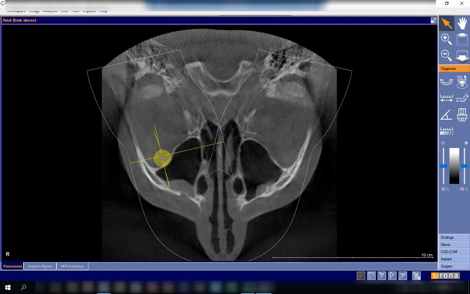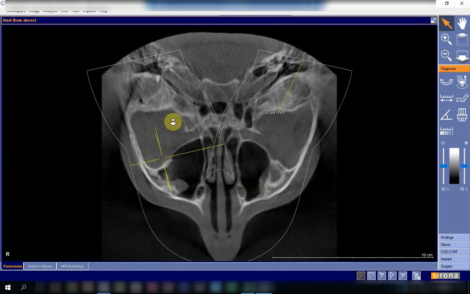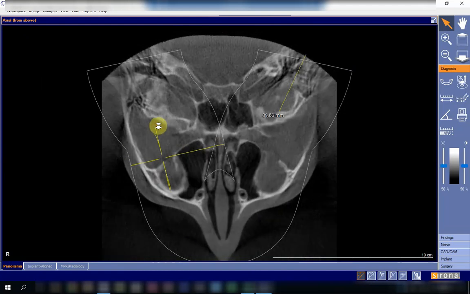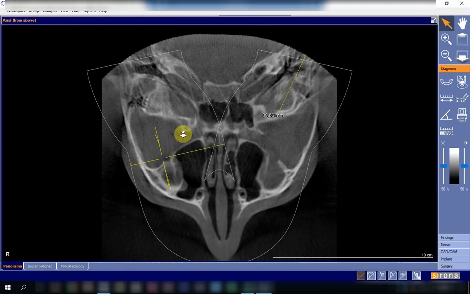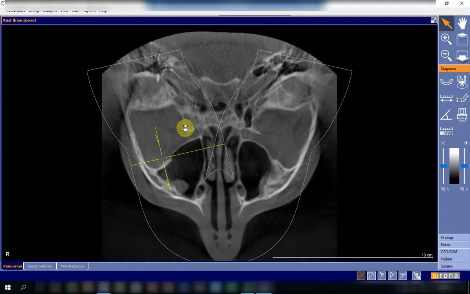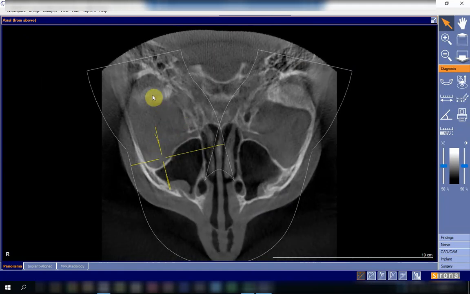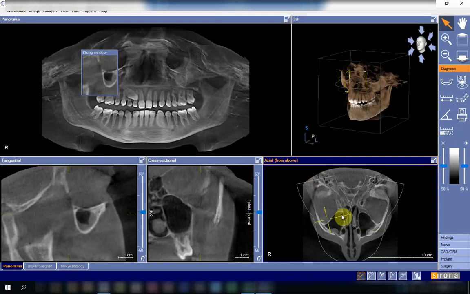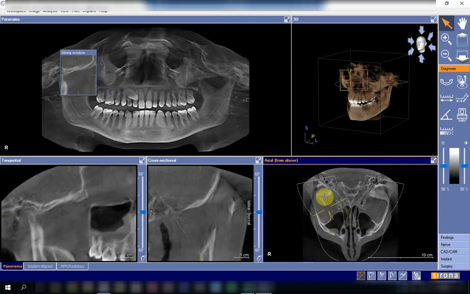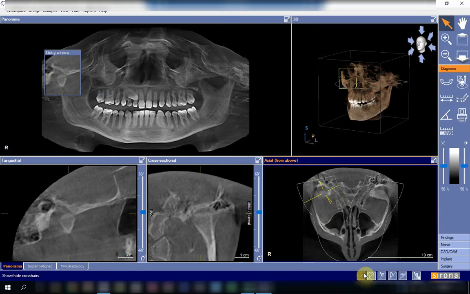I'll try to drag this away because I cannot move it in this view, and then I will start from the very top of the condyle. This is the top of the condyle over here. I'll just take you back again. This is the top of the superior surface of the condyle. See it on the other views over here.